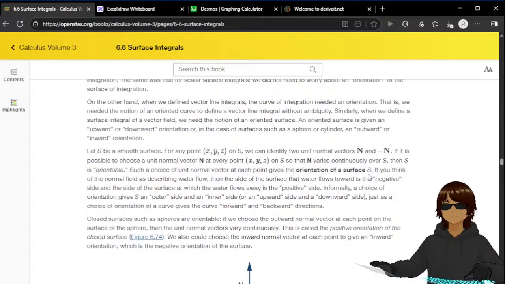If you think of a normal field as describing water flow, then the side of the surface that water flows toward is negative, and the side of the surface at which the water flows away is the positive side. Informally, a choice of orientation gives S an outer side and inner side.